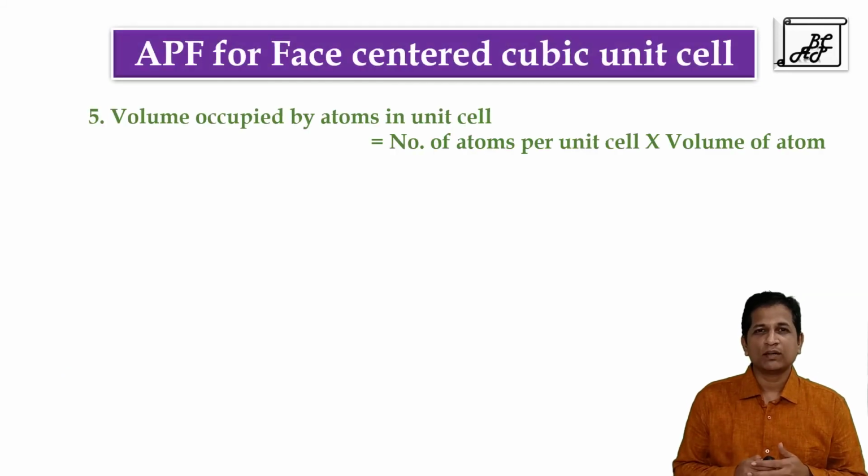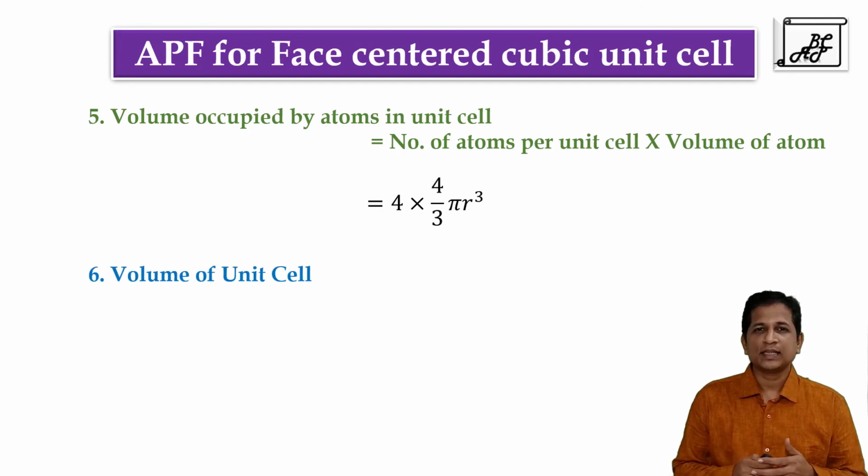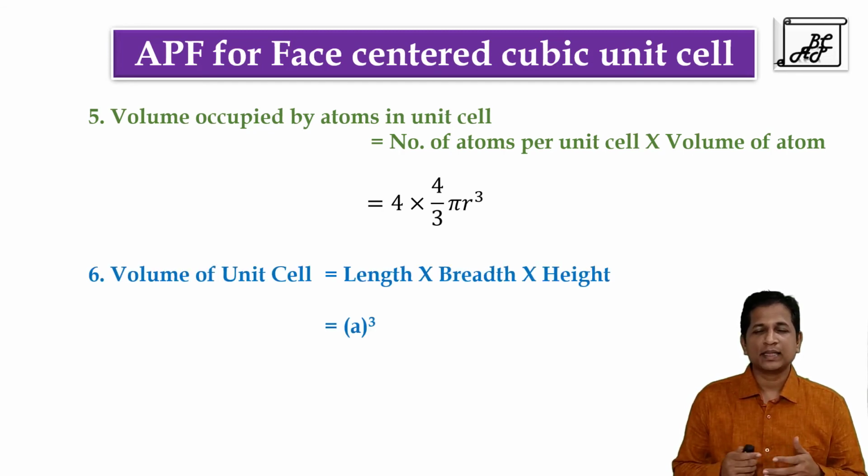We come to the fifth point, volume of atoms. It is number of atoms into volume of sphere, because atoms are spherical in shape. 4 into 4 by 3 pi r cube. Volume of unit cell is length into breadth into height, that is a cube.